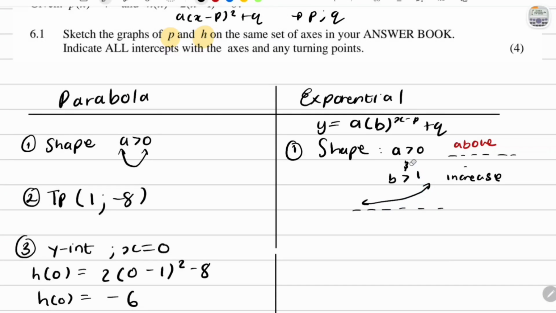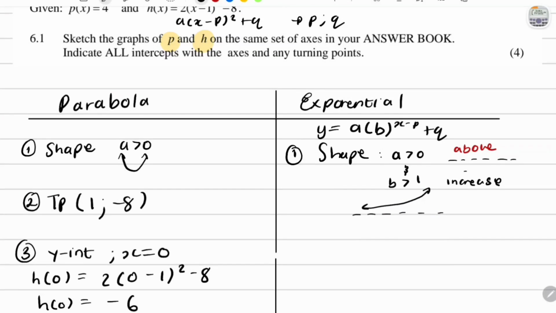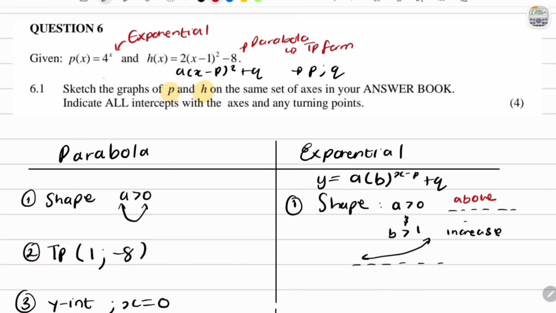Now, I know it's like, do I have to study all of these? No, not really. All you have to study is the a part. If a is positive, it's above the asymptote. If a is negative, it's below the asymptote. To find out whether it's increasing or decreasing, you don't have to study all of these. All you have to do is this.